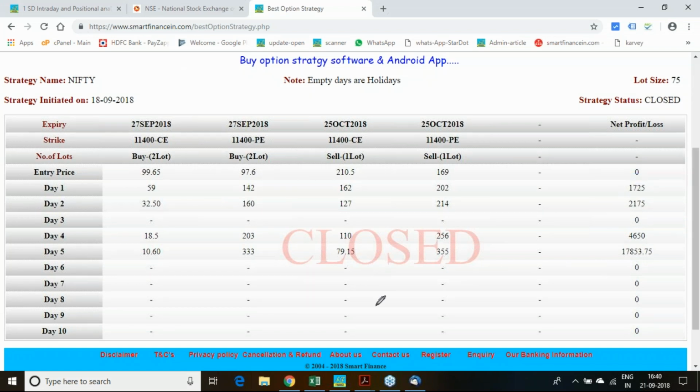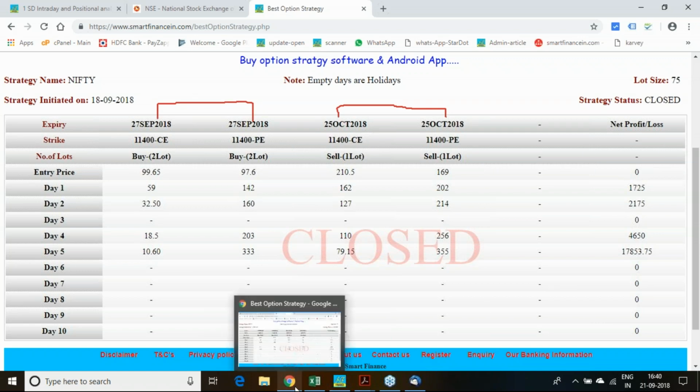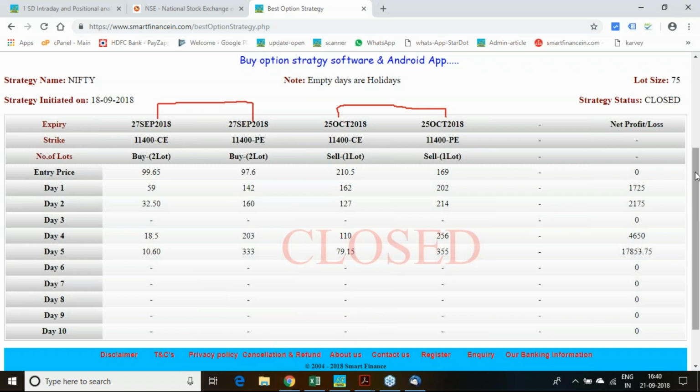So if you look at this strategy, we had said September 11,400 call option and put option to buy 2 lots, and sell 11,400 call option and put option of October, each 1 lot. So why was this strategy given? What was the logic behind that? Everything is explained in that YouTube video. If you go through it, you can understand.